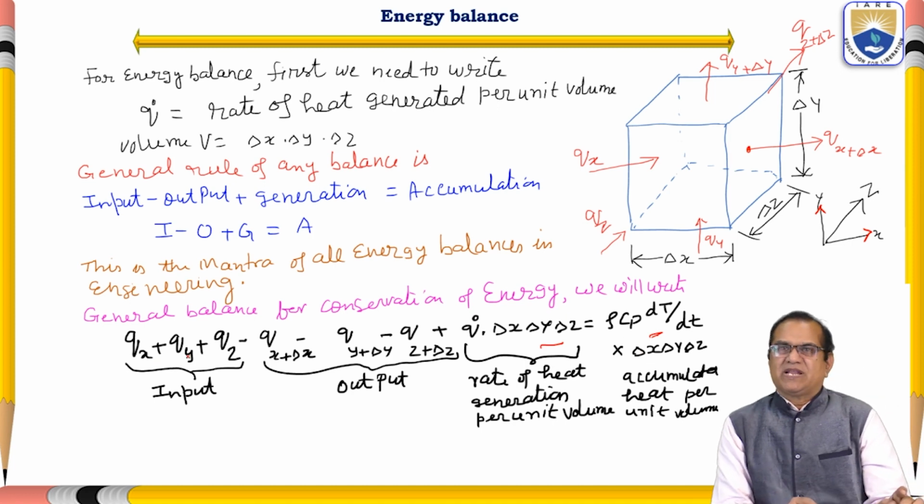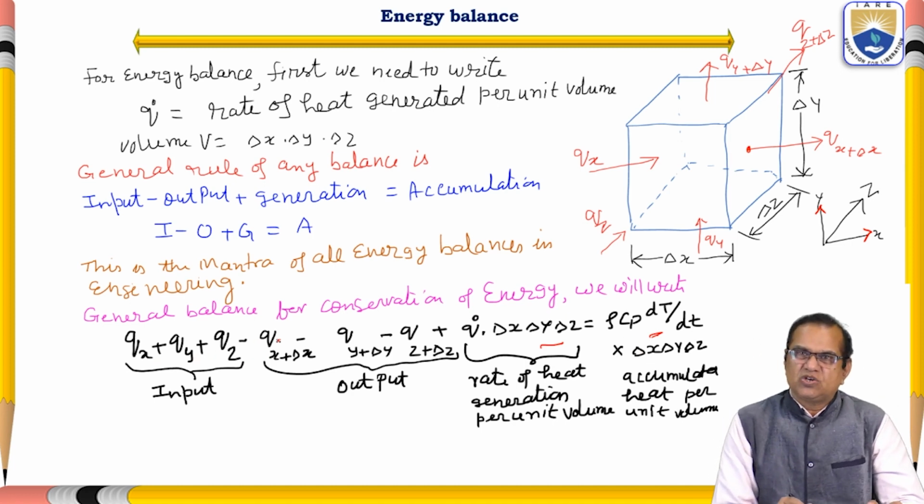So Qx plus Qy plus Qz minus Qx plus delta x, minus Qy plus delta y, minus Qz plus delta z, plus Q dot delta x, delta y, delta z is equal to rho Cp. Cp is the constant specific heat at constant pressure, rho is the density, dT by dt, where small t is the time, times delta x, delta y and delta z.